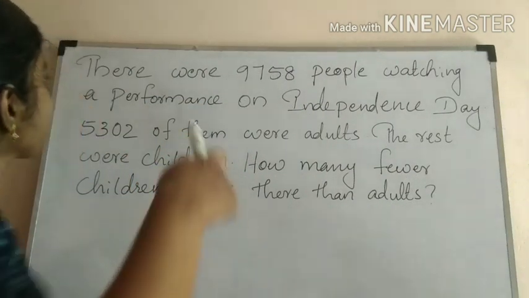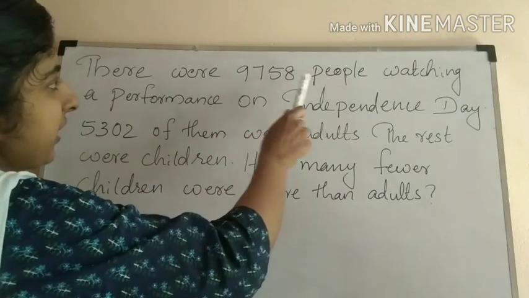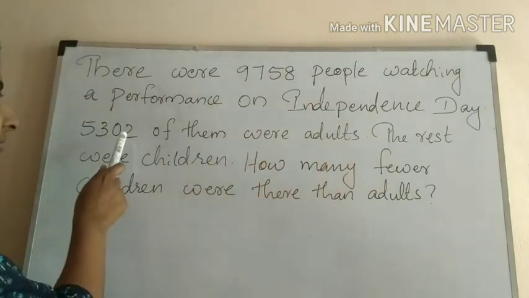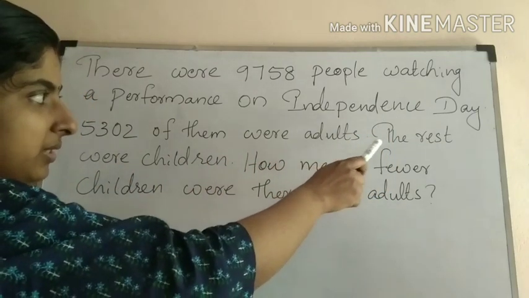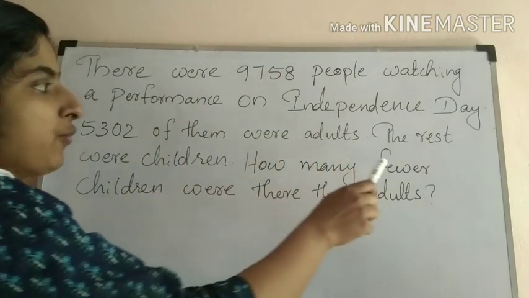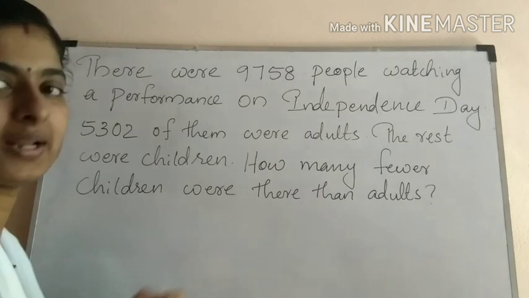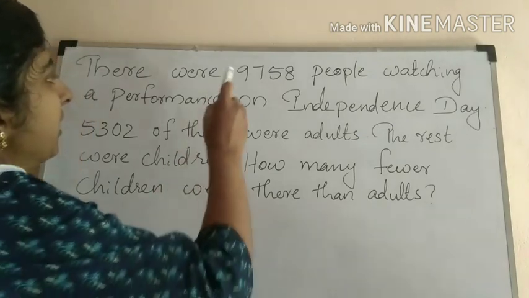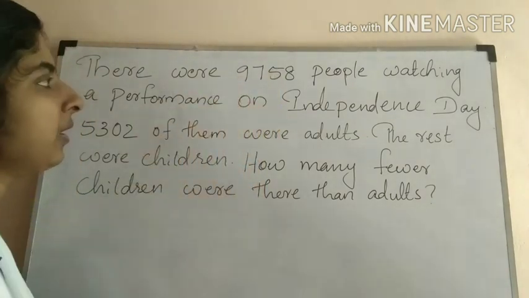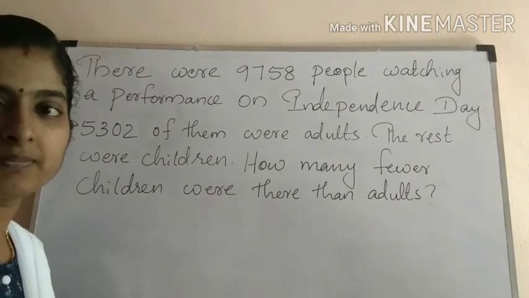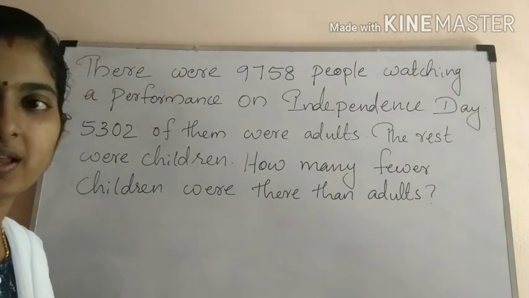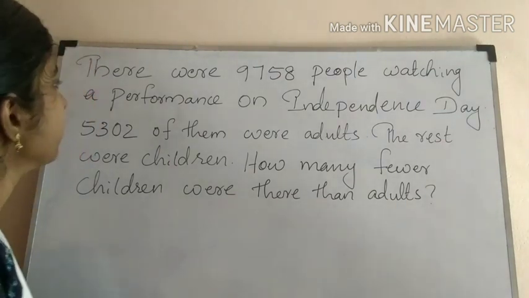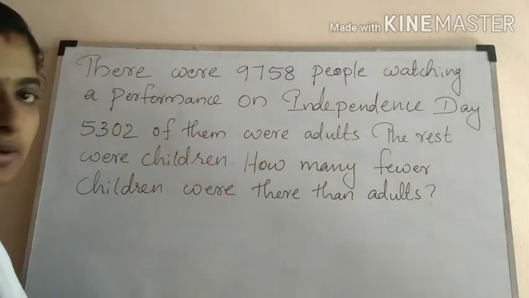See the next question. There were 9,758 people watching a performance on Independence Day. 5,302 of them were adults. The rest were children. How many fewer children were there than adults? Okay. What is the meaning of this question? See, 9,758 people were watching the performance on Independence Day.